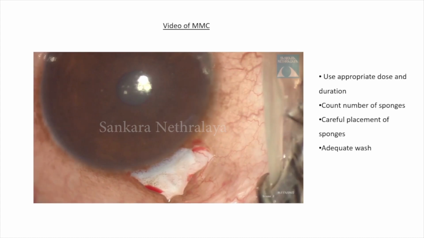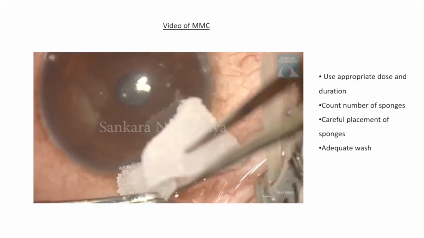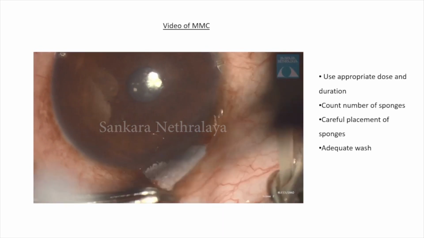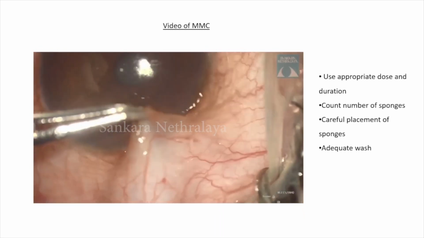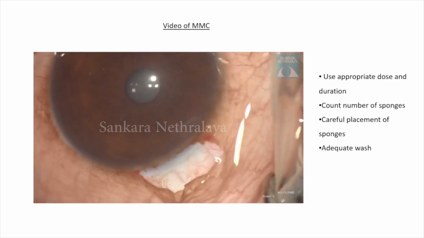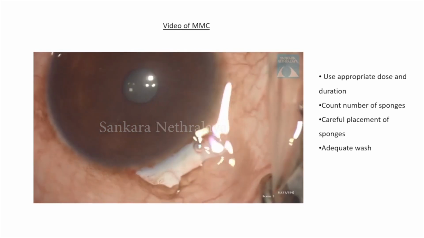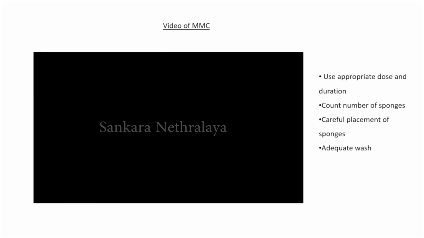So this is a video of how we apply the mitomycin C, using sponges. Appropriate dose and duration should be used. The number of sponges used should be counted and removed. There should be careful placement of the sponges. A larger sponge area should be used so that a larger diffuse bleb is formed, and an adequate wash should be done.